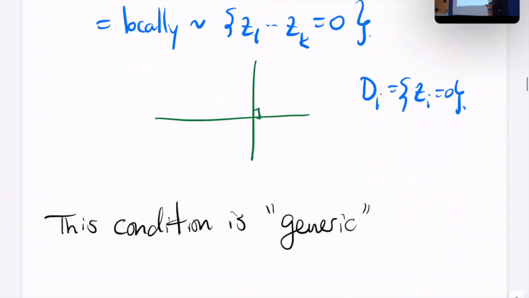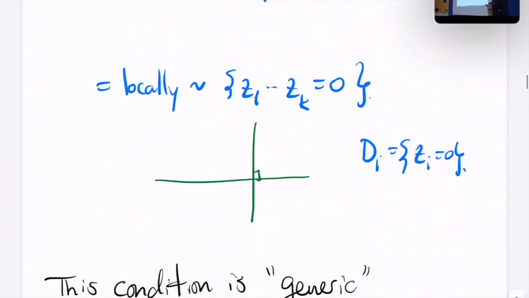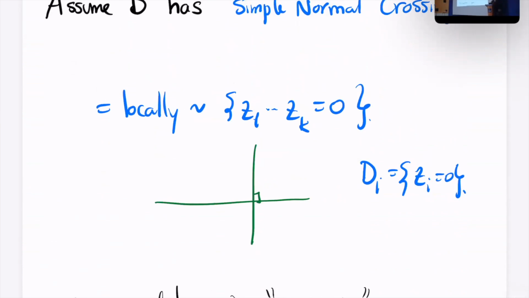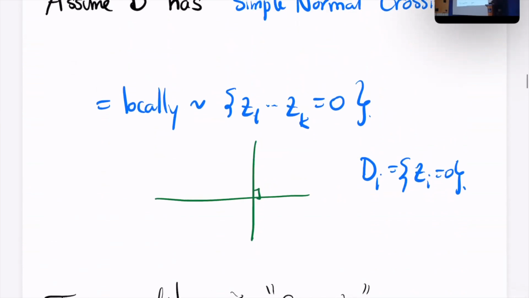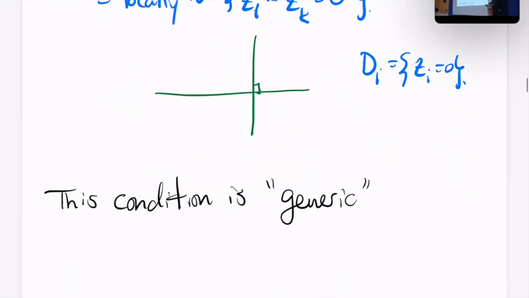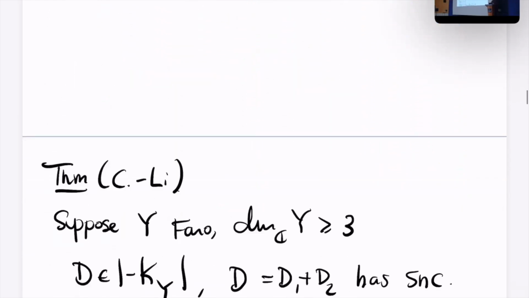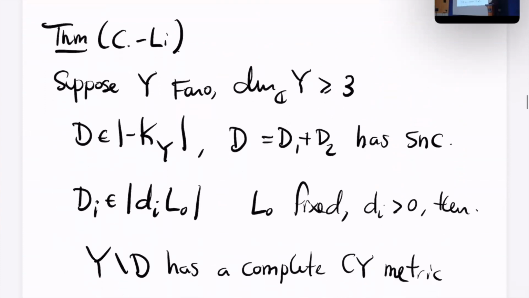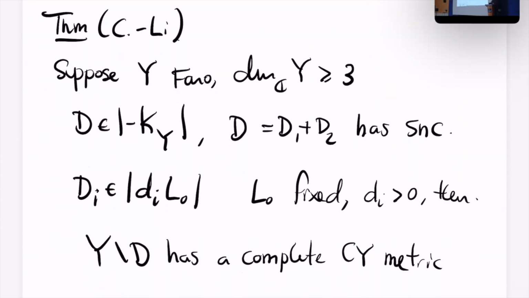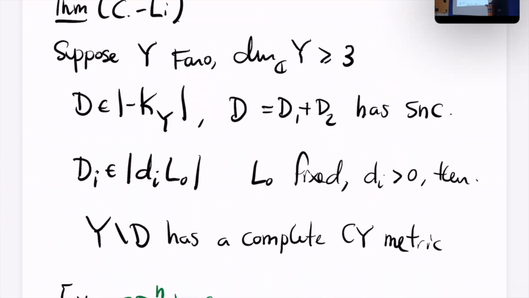So this problem has been around since 1990, and it's well understood in dimension 2, and outside of dimension 2, there was basically no progress. So a year and a half ago, in joint work with Yang Li, we solved this problem in dimension 3 for the case of 2 divisors.